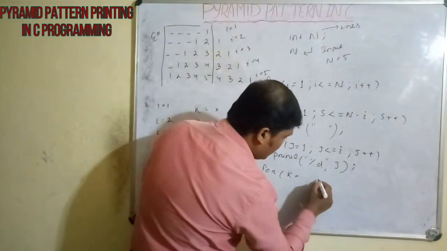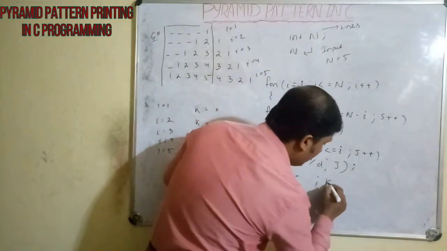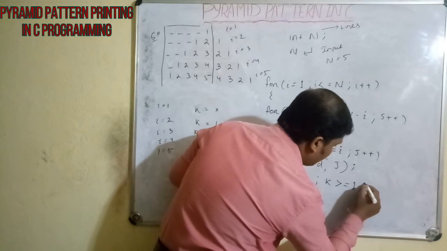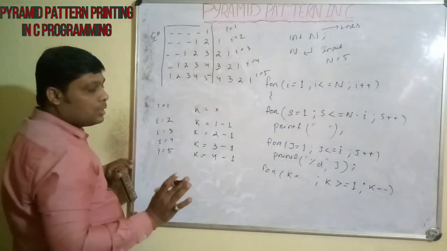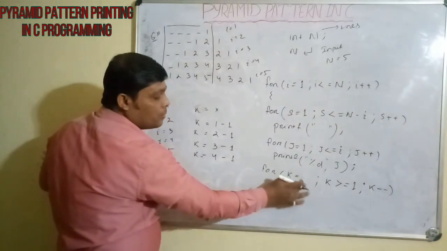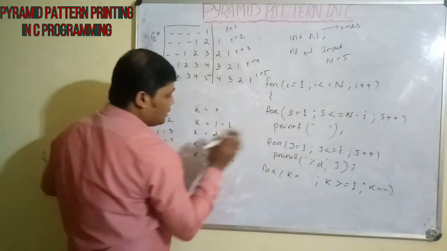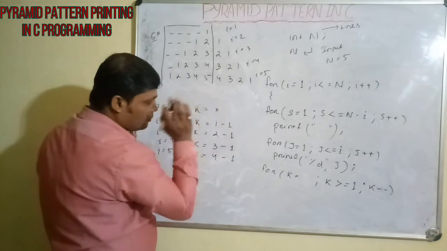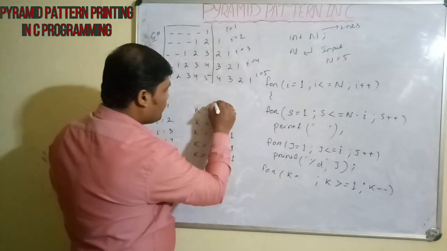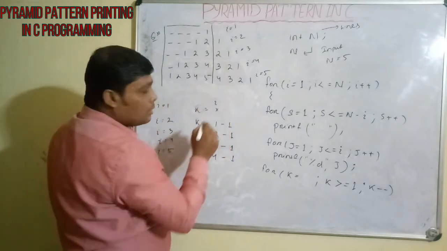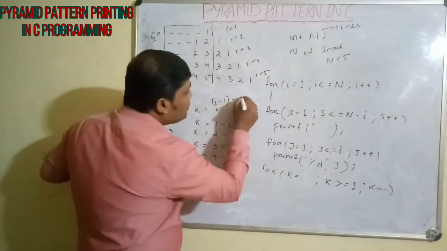So as it starts from a larger value and ends with a smaller value, K will be greater than equal to 1. As it is greater than equal to, K minus minus will be there. Understood or not? Now, from which value will K start? You can see K starts from a variable. Here K starts from I minus 1 value and ends with 1.